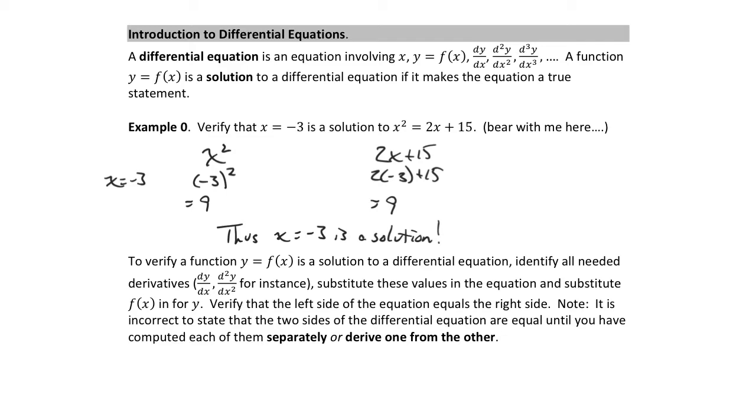So when you're asked to verify if something is a solution, figure out what derivatives you need, firsts, seconds, fifths, whatever they may be. Substitute those into the equation and substitute your function in for y. I really insist with my students, just take each side of the equation separately. Notice how we put a little divide here between the x squared and the 2x plus 15. Don't start off by saying they're equal, because you're testing if they're equal. You get to the end and you're like, oh yes, 9 equals 9. That's not terribly surprising. So do it separately. That's my suggestion.